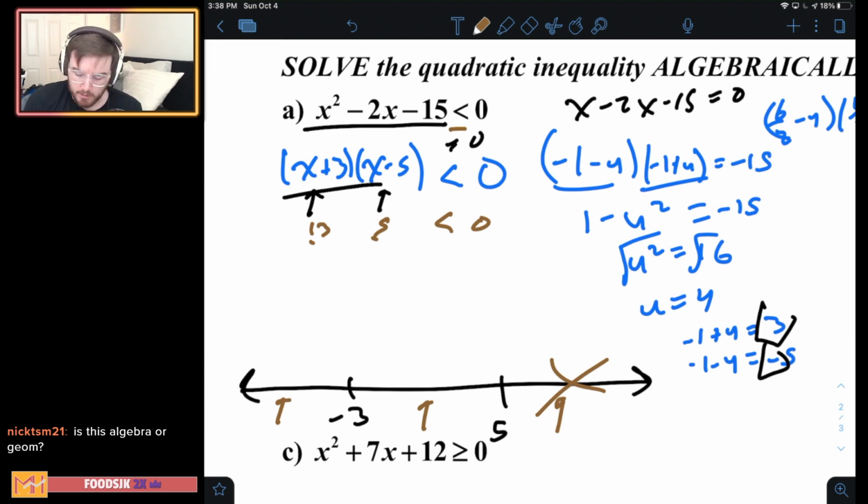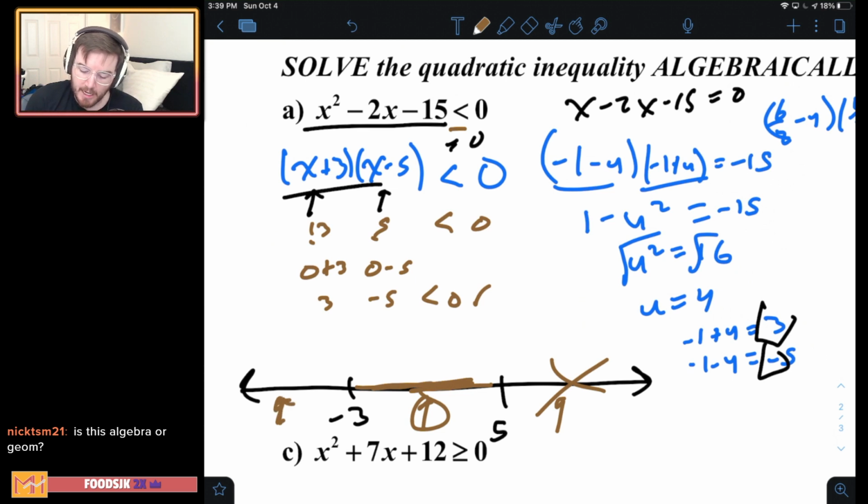What about in the middle? Well, let's plug in 0. That's an easy number to plug in. That's in the center. So 0 plus 3, 0 minus 5. I get 3 times -5, which is -15, which is less than 0. So this part does count. And then I test the number out here. How about, say, -4? -4 plus 3 is -1 times -4 minus 5 is -9. The two negatives become a positive. That's not less than 0, so this part doesn't count.